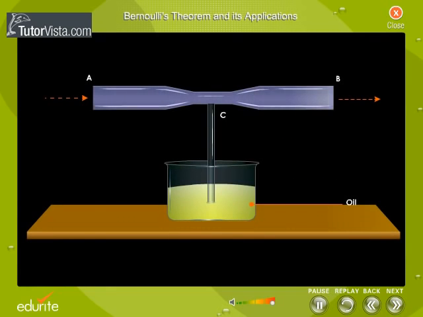Rise of oil in a narrow tube. Shown here is a horizontal tube AB dipped in oil. The area of cross-section of the tube at C is much smaller than that at A and B.